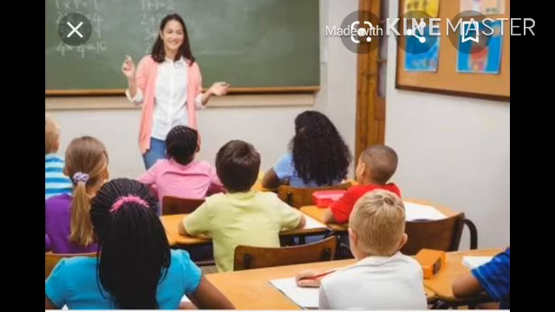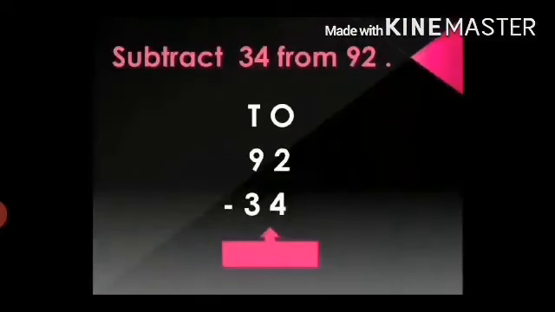Same thing happens with the digits. Sometimes we have to borrow digits as we borrow things. Let's solve one sum and understand it. The statement is: subtract 34 from 92.